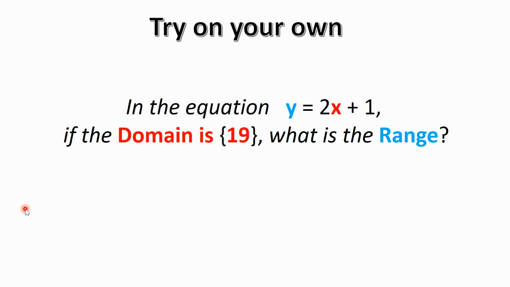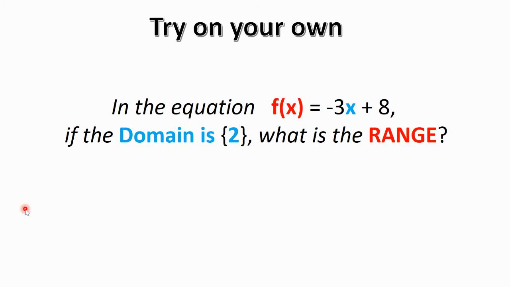All right, so next. In the equation y equals 2x plus 1, if the domain is 19, what is the range? You're going to plug in 19. 2 times 19 is 38. 38 plus 1 is 39. All right, if you want to try this one on your own, pause. And when you come back, then you can check your answer. All right, go ahead and pause.